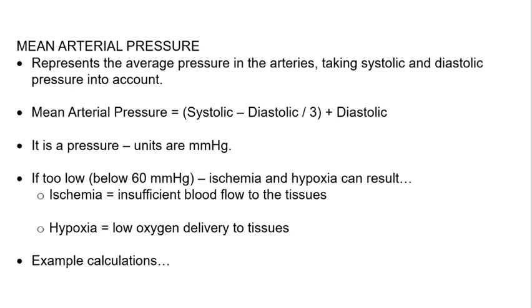Mean arterial pressure is equal to systolic minus diastolic pressure divided by 3, and then adding diastolic pressure back to that. It is still a pressure, so it is expressed in units of millimeters of mercury.